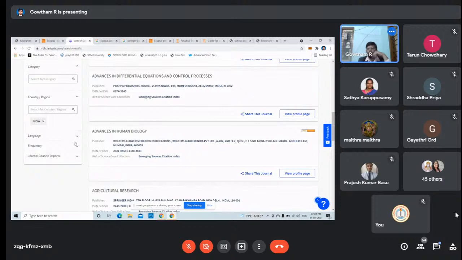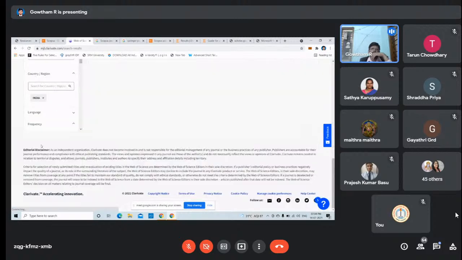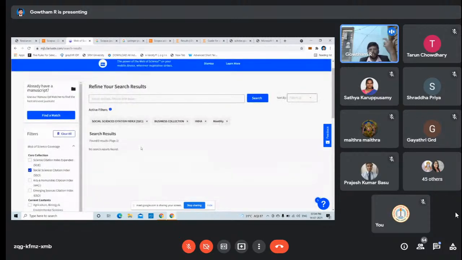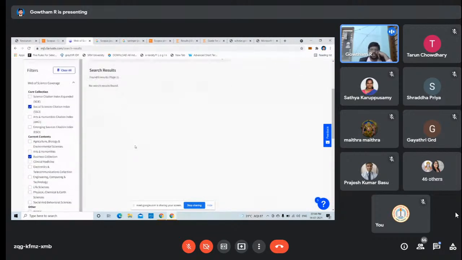Say, for example, now you would like to search in terms of frequency. Sir, I want to see monthly journals. See, there are journals which are published on a weekly basis also, right? So you can always do that, and see here, fortnightly, they are publishing, right? So that is also there. So click on monthly, and no result. None of the journals is on a monthly basis, right?